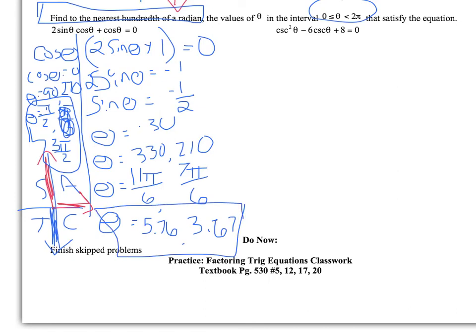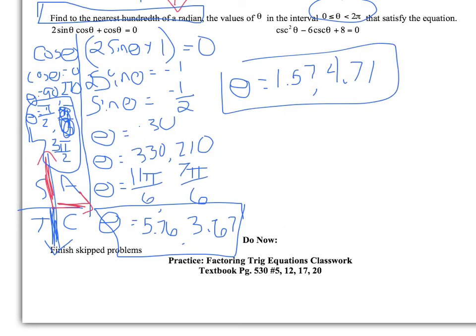For the other side, I do have them as pi values, but we do need it to the nearest hundredth. I'm just going to write it over here. Pi over 2 to the nearest hundredth is 1.57. 3 pi over 2 to the nearest hundredth is 4.71. I'm going to ask you guys to try the other problem as well. Answers.